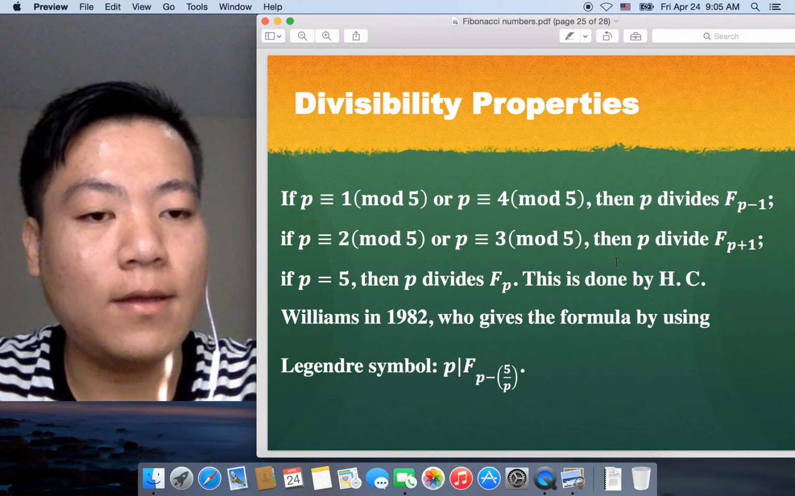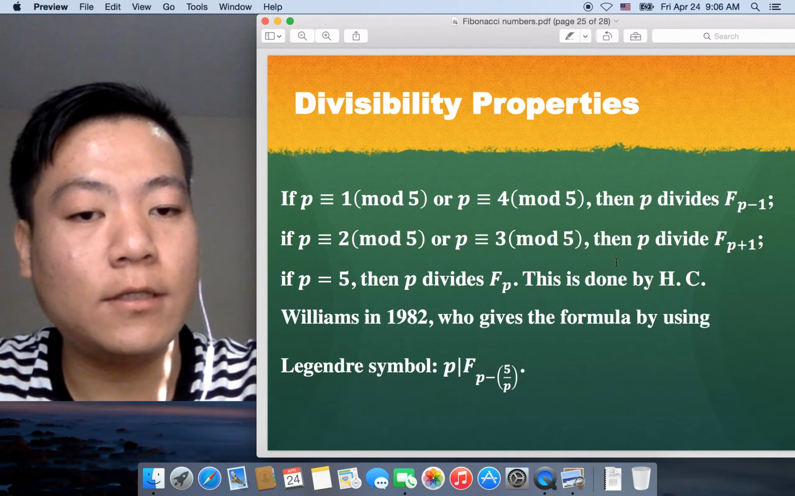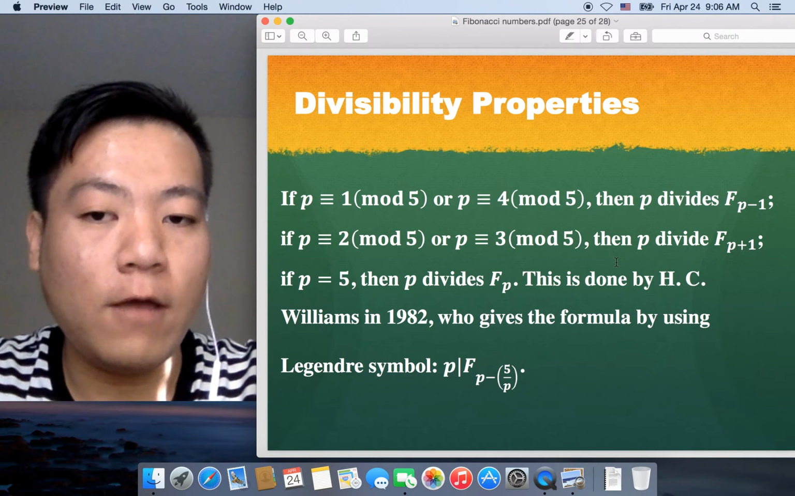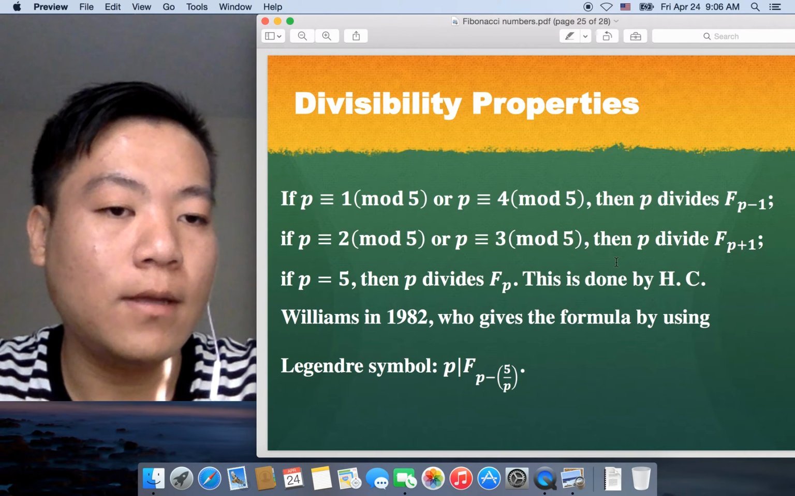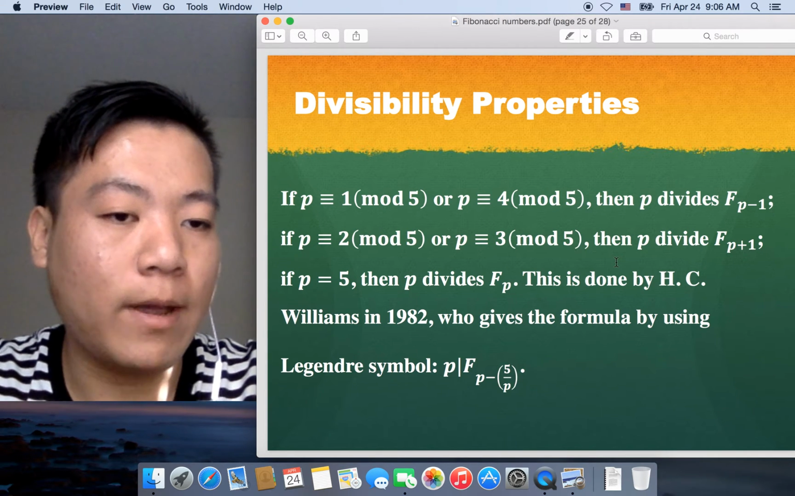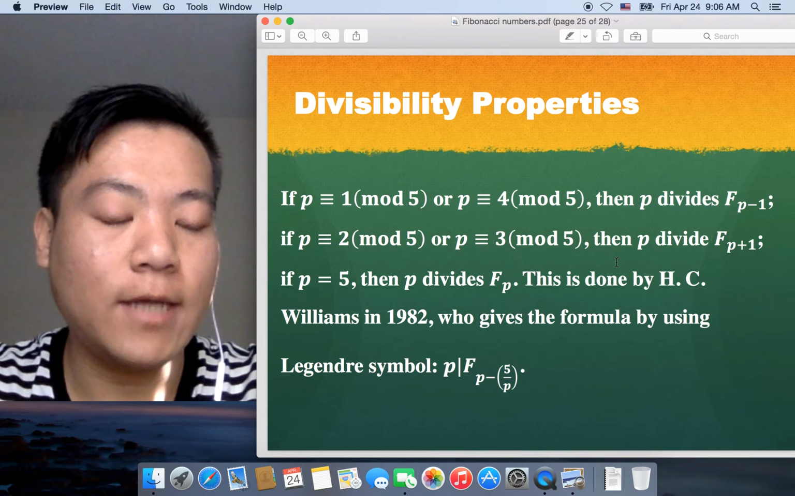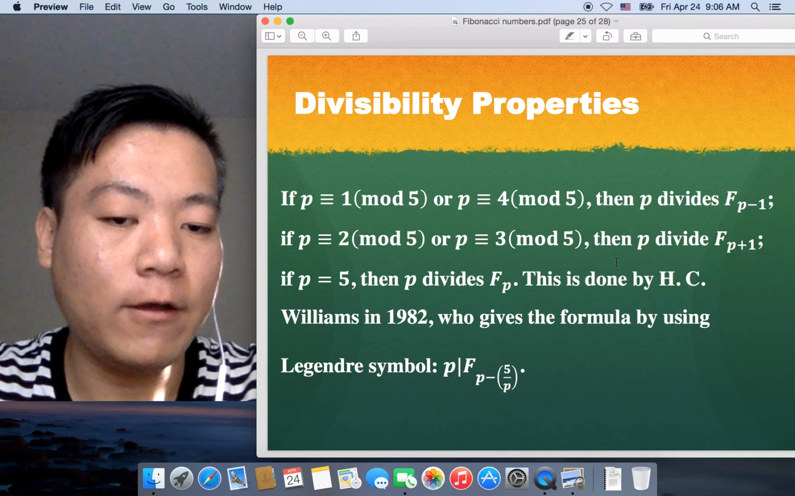Also, if p is a prime, the divisibility by p can be determined by p modulo 5. For example, if p is congruent to 1 modulo 5, or p is congruent to 4 modulo 5, then p divides F_{p-1}. This was done by Williams in 1982, who gives the formula by using the Legendre symbol: p divides F_{p minus (5 over p)}.